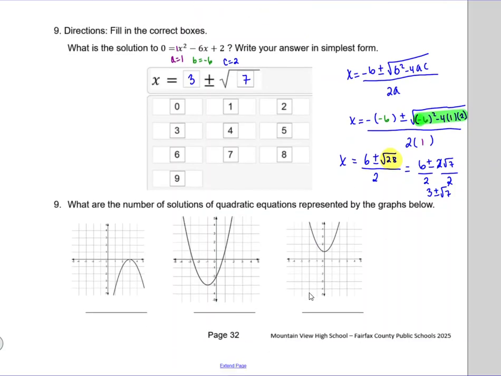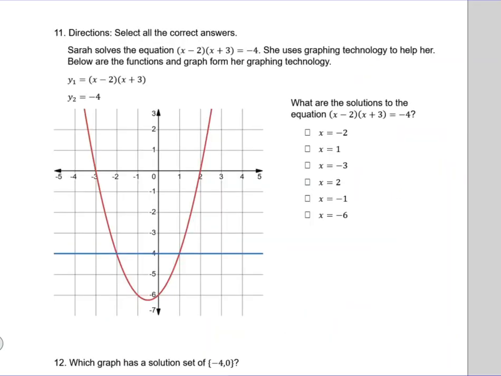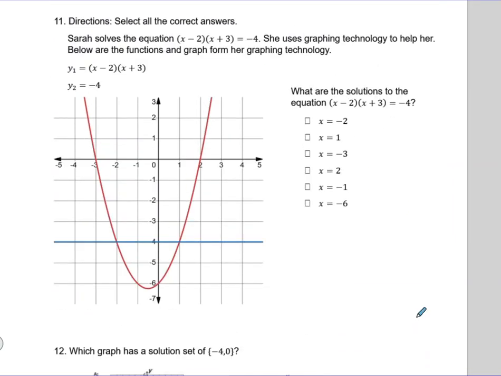All right, and then number 9, what are the number of solutions? Okay, this is an easy one. Remember, solutions are only the x-axis. So this one has 1 solution, this one has 2 solutions, and this one has nothing. It has 0 solutions. Okay, and is that it? Oh, I have some more. Okay, that's okay. At least we have some graphs here, because graphs are super helpful.